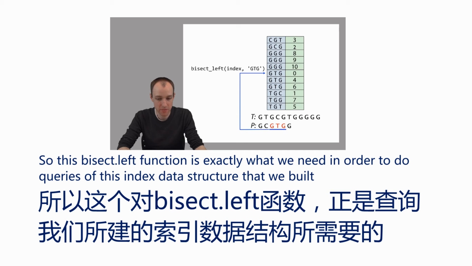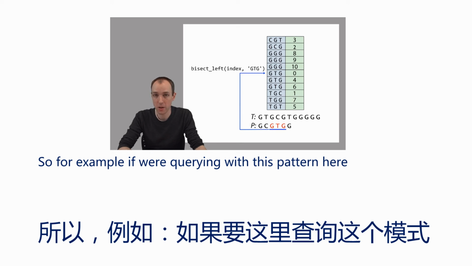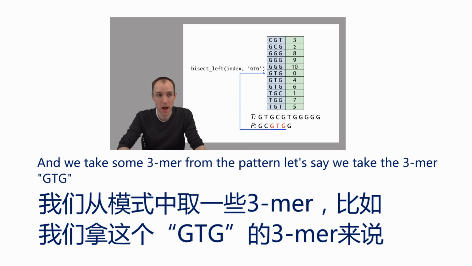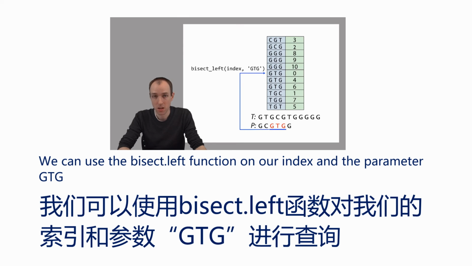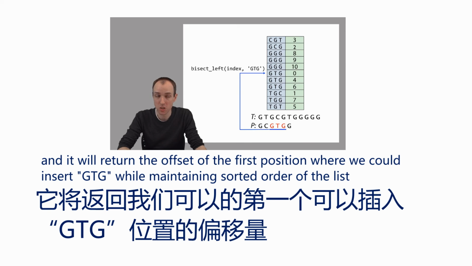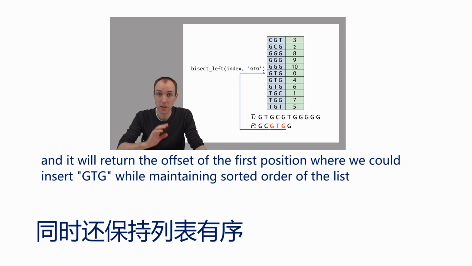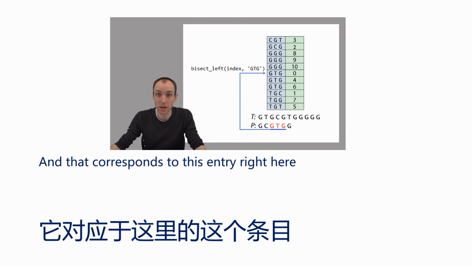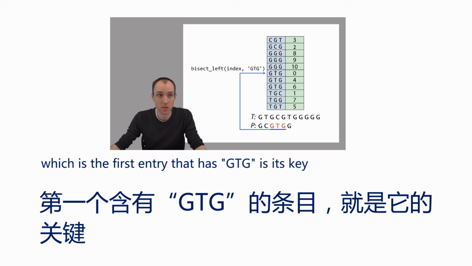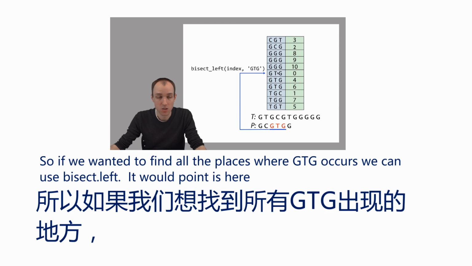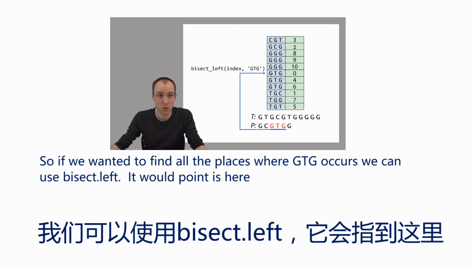So this bisect_left function is exactly what we need in order to do queries of this index data structure that we've built. So for example, if we're querying with this pattern here, and we take some 3-mer from the pattern, let's say we take the 3-mer GTG, we can use the bisect_left function on our index and the parameter GTG, and it will return the offset of the first position where we could insert GTG while maintaining sorted order of the list, and that corresponds to this entry right here, which is the first entry that has GTG as its key. So if we wanted to find all the places where GTG occurs, we could use bisect_left.